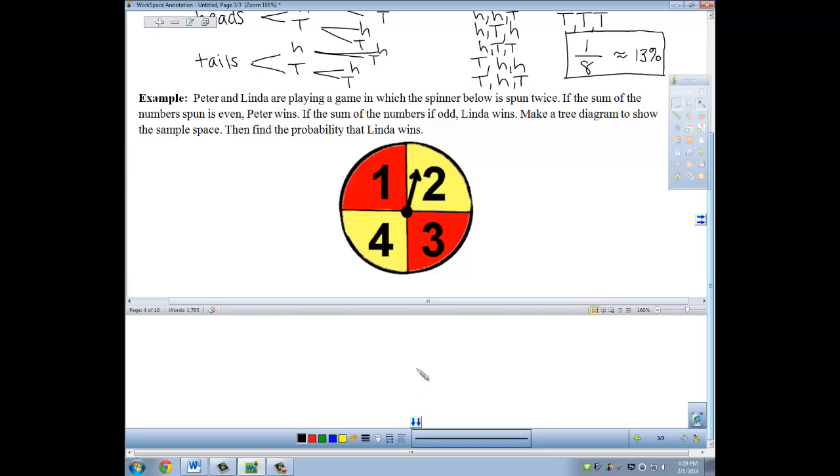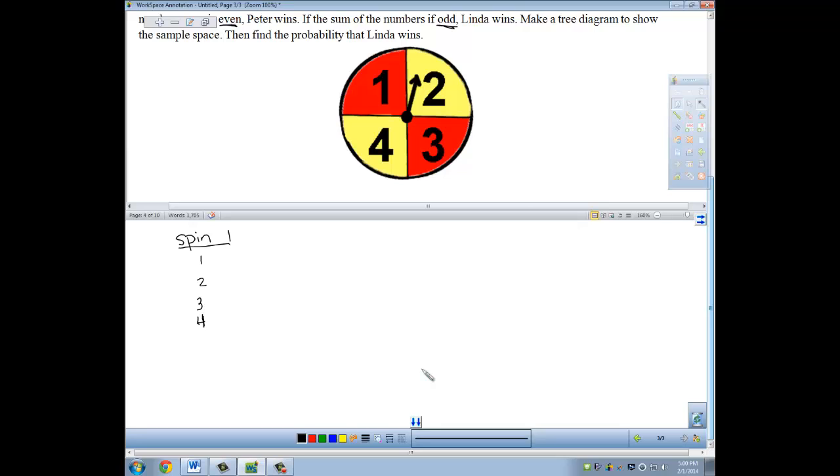The next example says Peter and Linda are playing a game in which the spinner below is spun twice. If the sum of the numbers spun is even, Peter wins. If the sum of the numbers are odd, Linda wins. Make a tree diagram to show the sample space and then find the probability that Linda's going to win. So we're going to look at when they spin the first time. So spin 1. You could roll a 1, 2, 3, or 4.